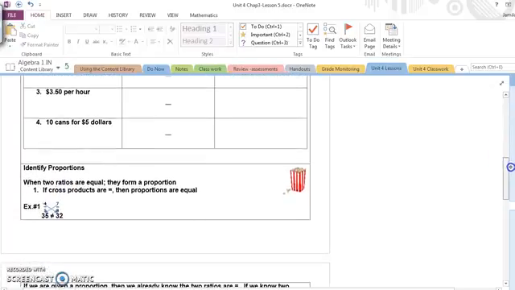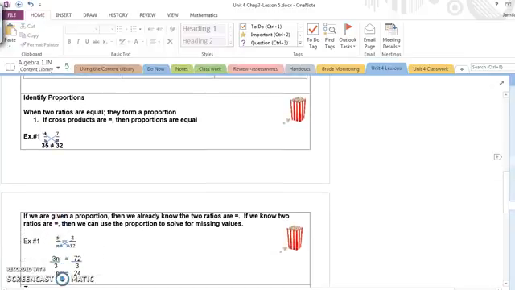Let's scroll down. How to identify proportions. Proportions happen when we have 2 ratios that are equal. When they are equal, they form a proportion. Another way to check to see if 2 ratios form a proportion is to check the cross products. So notice below we have, I'm going to rewrite it here so it's bigger, 4/5, 7/8.